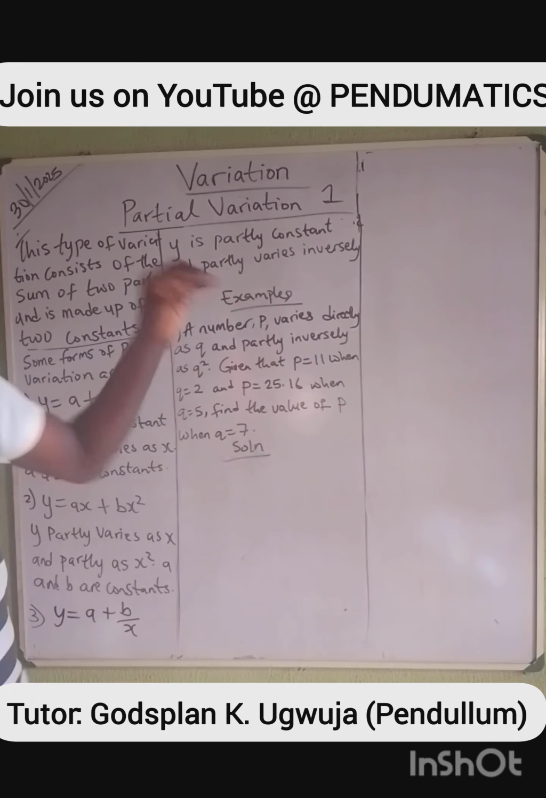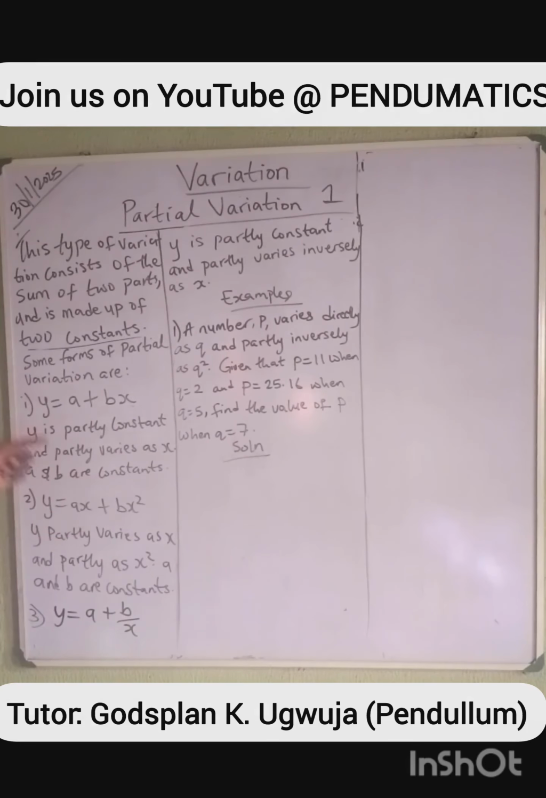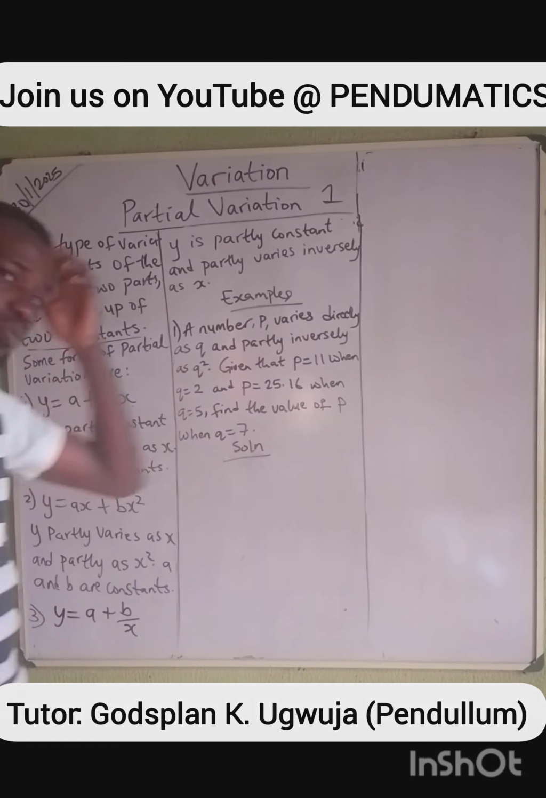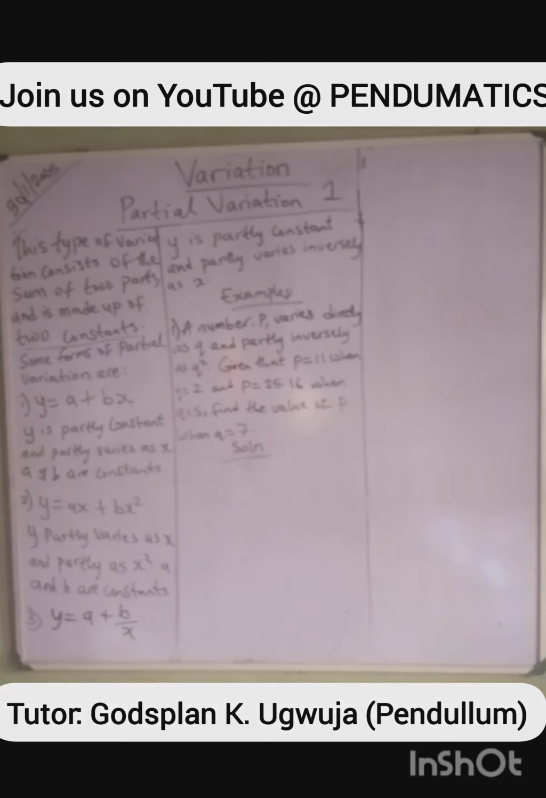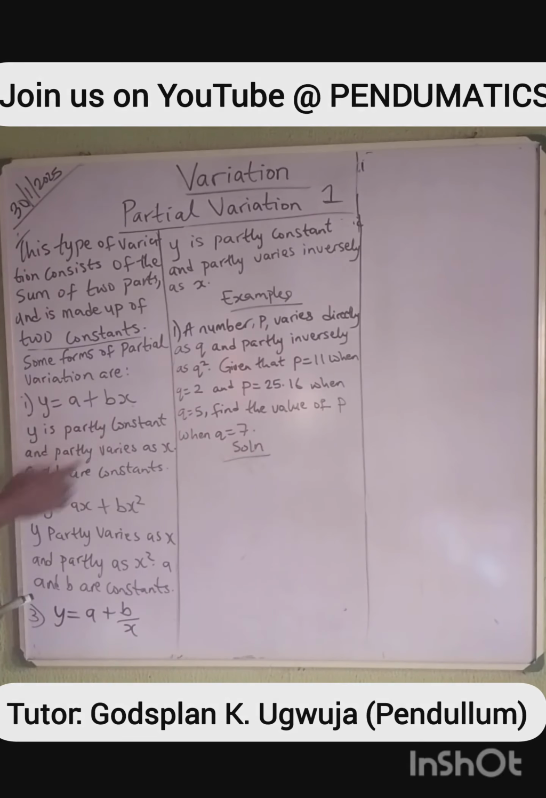It's a type of relationship that is a sum of 2 parts. So just like we see here, a partial variation has 2 parts, and it's a sum of the 2 parts. These are some of the most popular forms that partial variation can take in questions. First of all, we have that y is equal to a plus bx. Partial variation at this level mostly has 2 constants and 2 variables, or 2 quantities, and the quantities we are comparing are x and y.